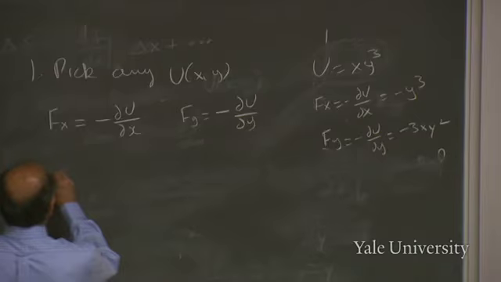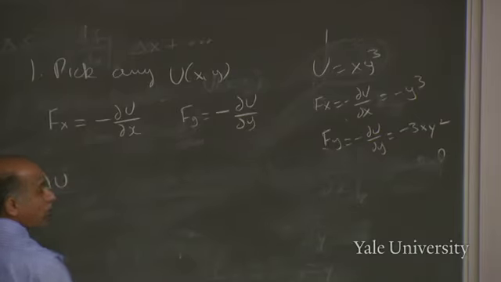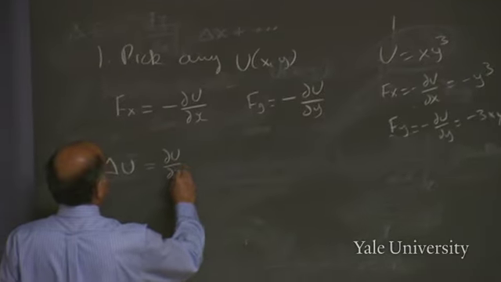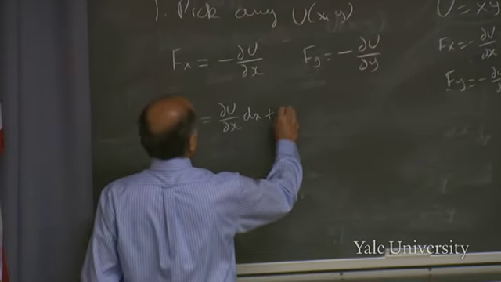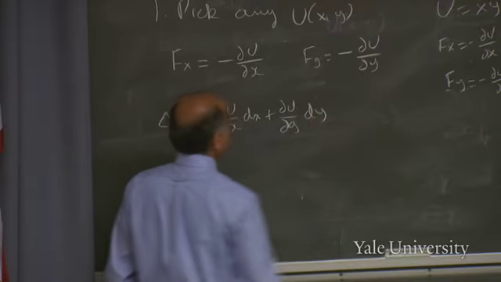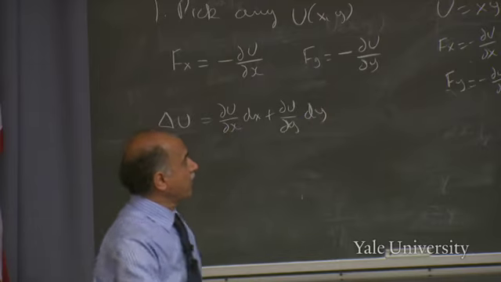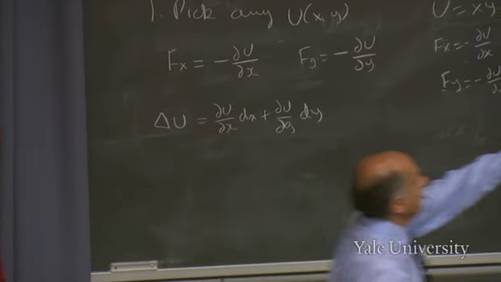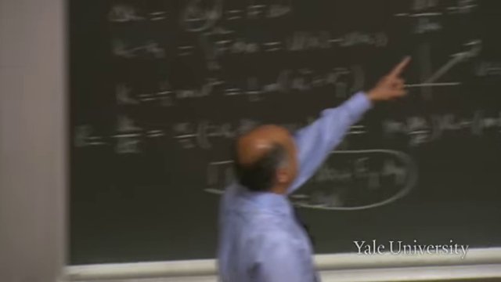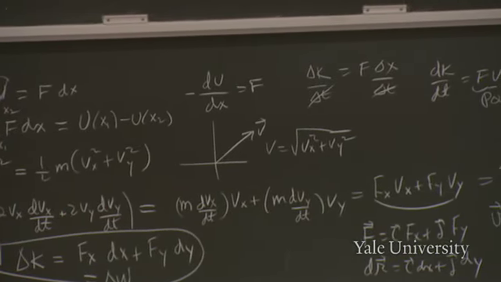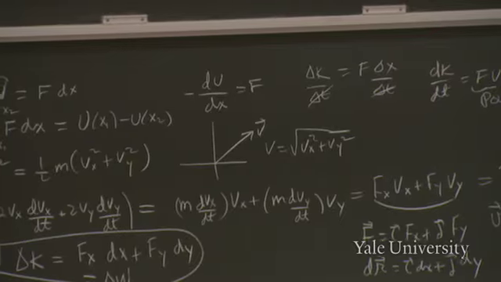The change in the function u in the xy plane, you guys remember my telling you, is du/dx times dx plus du/dy times dy. That's the old thing from mathematical preliminaries. It says here delta f is delta f/delta x times delta x plus delta f/delta y times delta y. Apply it to the function u.